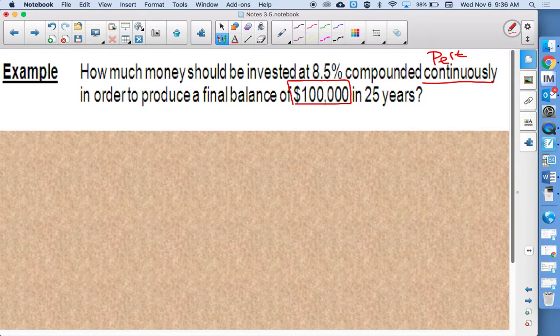So the $100,000 represents the A. So $100,000 is my end result. I don't know what the principal is or what I should invest. I know the rate, 0.085, and I know I have 25 years. So you're going to have to take the $100,000 and divide it by e to the 0.085 times 25. Make sure you're using the whole value. Do not round. So use that entire number.